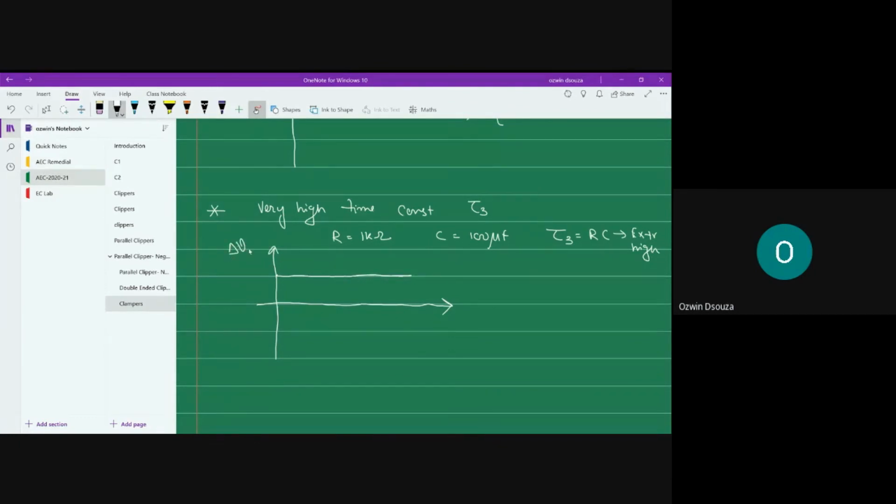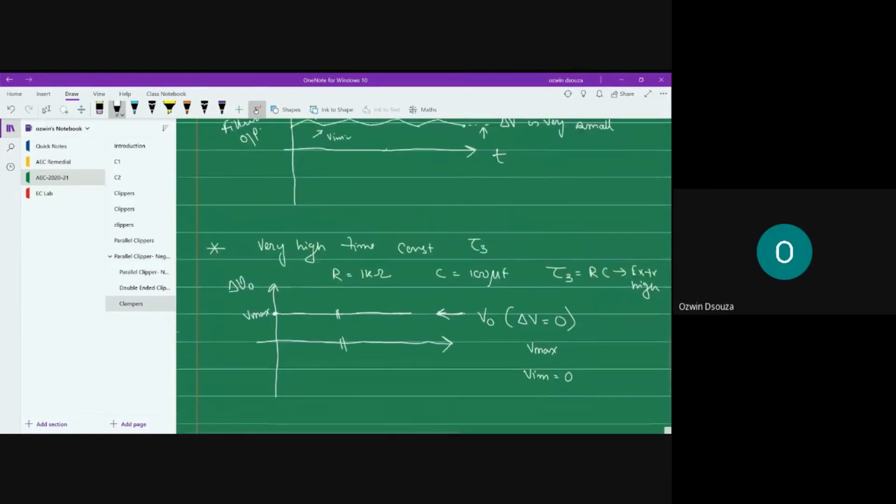So this is your delta V, and this is your V naught, where delta V is equal to 0. That's because there's nothing like minimum and maximum. The waveform is almost staying constant. So when the waveform is perfectly a straight line, parallel to the x-axis, delta V becomes 0. So what have you achieved basically? By increasing the time constant, you have achieved a pure DC.